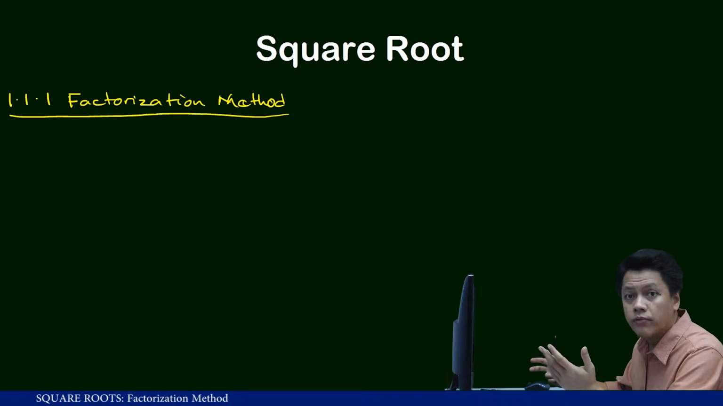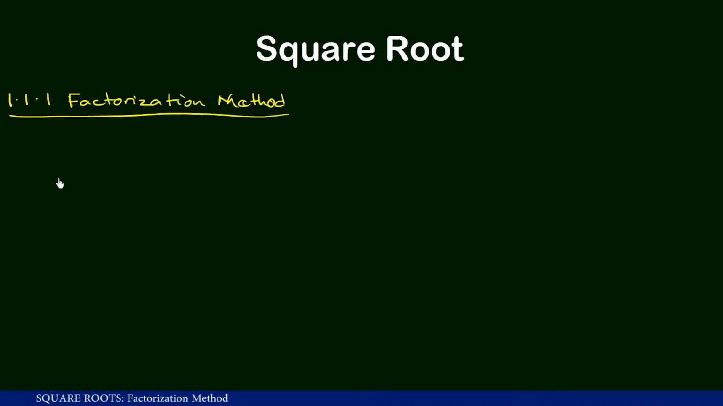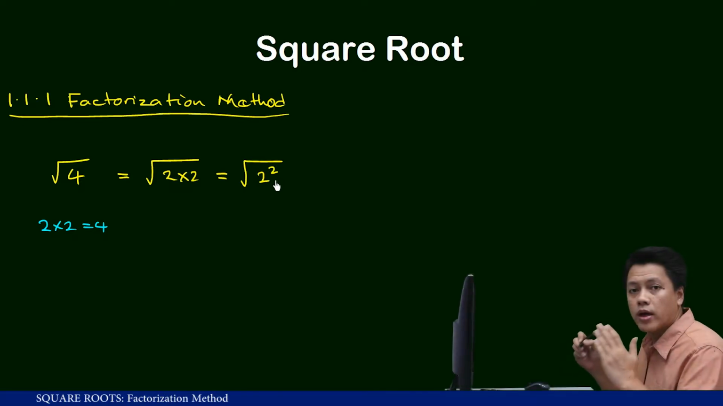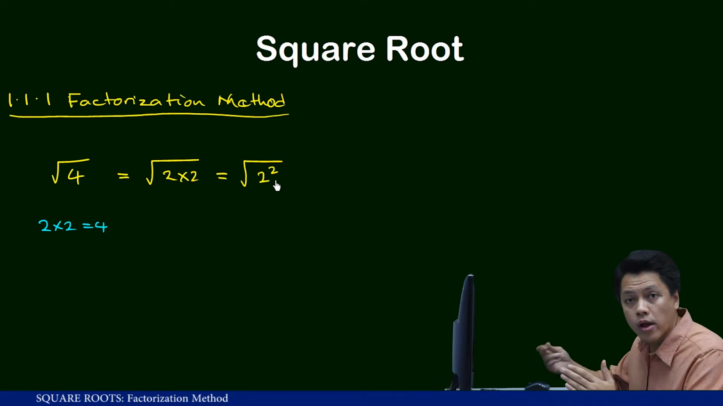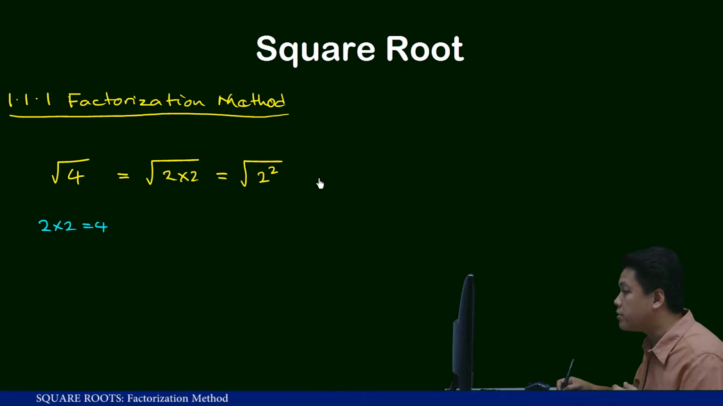For example, if you want to find out the square root of 4. We know very well that 2 times 2 is equal to 4, such that the square root of 4 is equal to the square root of 2 times 2. Or we can also write that as the square root of 2 squared. So when we have a square root of a number that is squared inside it, that is basically equal to that value. So in this case, the square root of 2 squared is equal to 2.